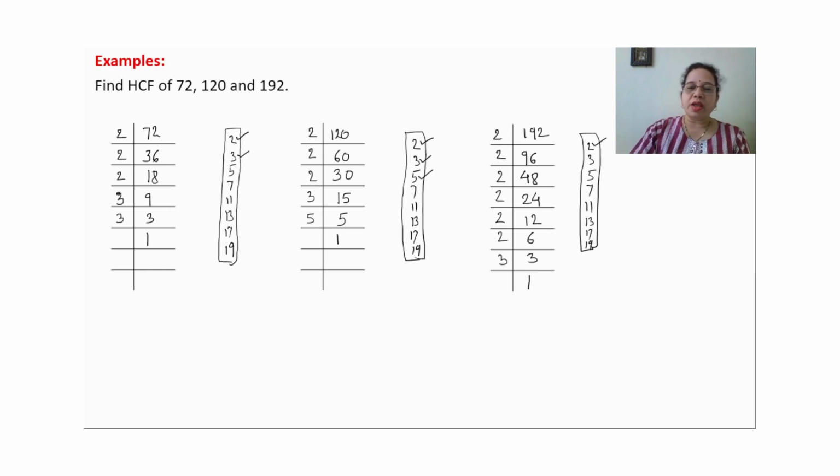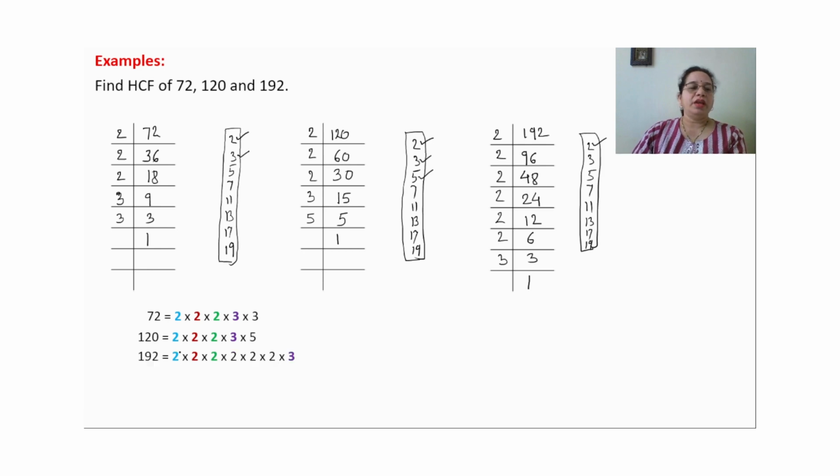So we have done prime factorization for all the numbers. So write down the factors for the first one, 72, then for 120, and then for 192. We are supposed to find the HCF, meaning the numbers which are common in all three numbers. So here you can see that 2 is common, so HCF 2 will be there.